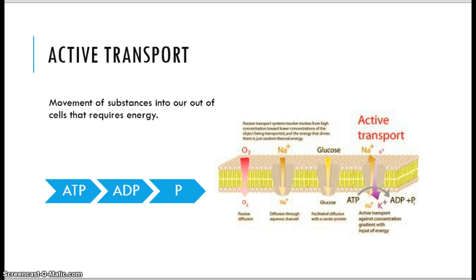Active transport is a term that we use in nutrition, and we look at active transport taking energy or ATP to move substances in or out of cells that require that type of energy.